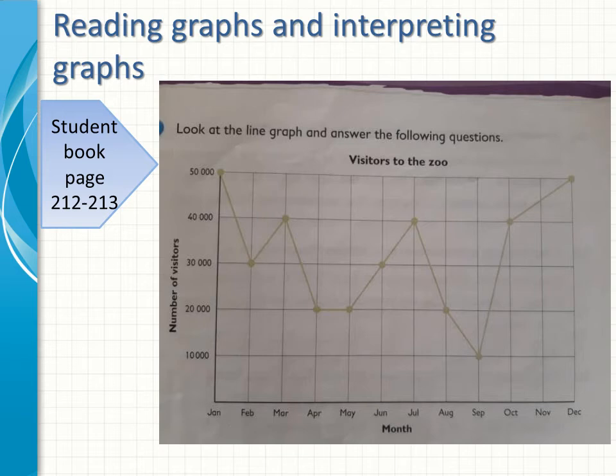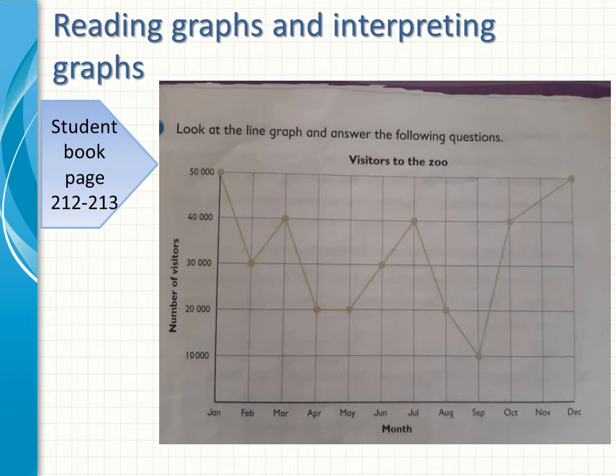It says, how many fewer visitors were there in August than in July? Let's look at August. How many visitors did we have in August? Let's connect to the vertical axis, 20,000. And in July, let's see where we have the dots up there and connect to the vertical axis, we have 40,000. Okay, now 40,000 visitors in July, 20,000 visitors in August.